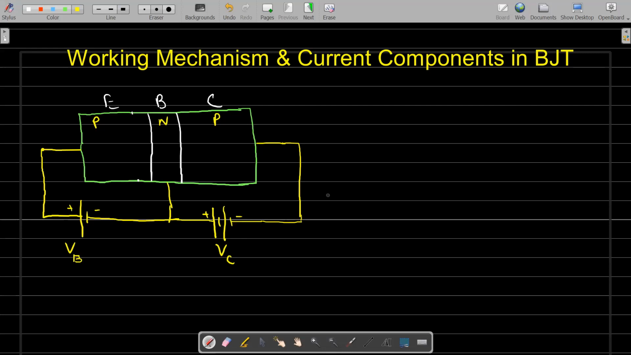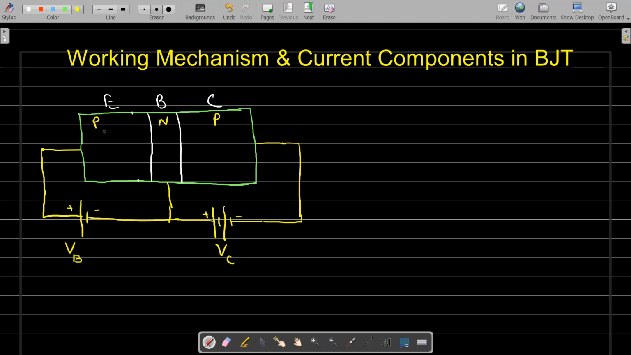So hello everyone. In this class, I'm going to discuss the working mechanism of a bipolar junction transistor and what are the current components present inside the BJT. That means what are the different current components available. BJT is a three-terminal device: emitter, base, and collector. And just for this analysis, I am taking one PNP transistor.